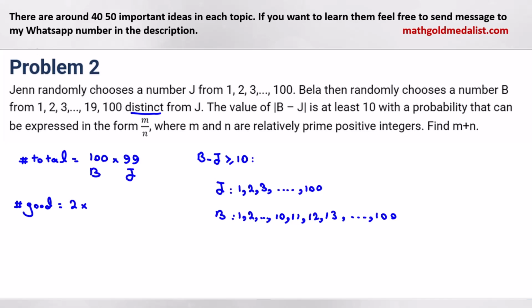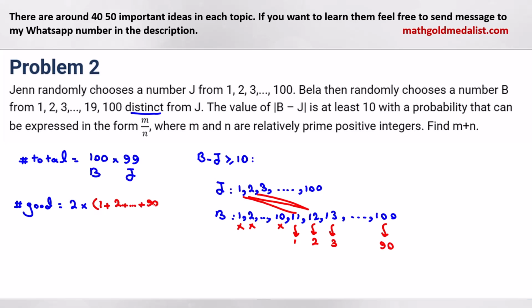Now, for B up to 10 we cannot reach any good case. For 11, 11 minus 1 is 10, so 1 good case. For 12, 12 and 1 is good, 12 and 2 is good. So how many good cases? 2 cases. For 13, how many good cases are there? 3. For 100, how many good cases are there? 90. From 1 to 90. So it will be 2 times 1, 2 to 90.